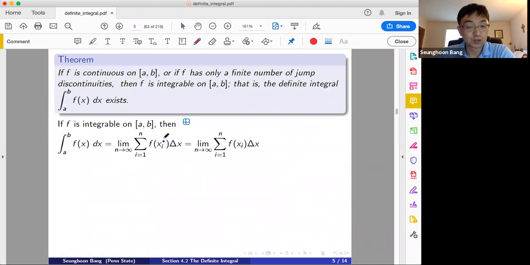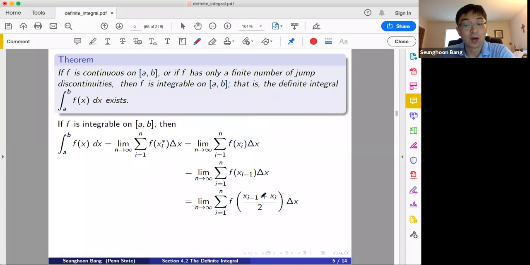So you can choose xi star by writing the point here. Xi star is between xi minus 1 and xi. Here, xi star is any number between xi minus 1 and xi. I want to choose xi. You can choose the right-hand point. This is one possibility. You can choose the left-hand point or the middle point. We have three possibilities, right?